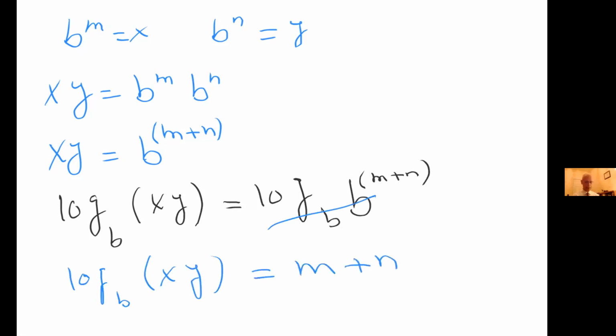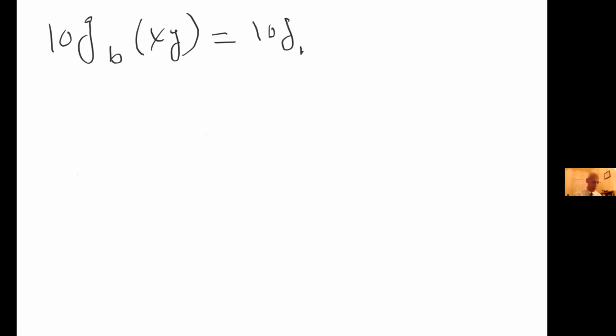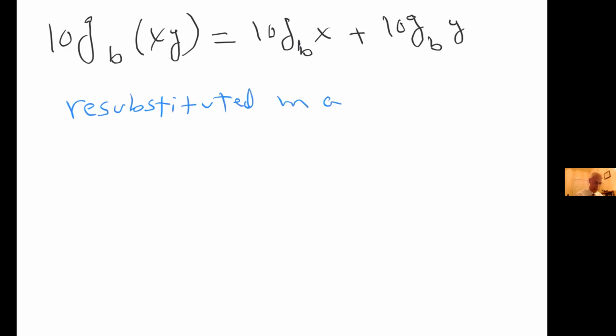And now I have log base b of x times y equals m plus n. Remember, in the beginning we said that let m equal log base b of x and let n equal log base b of y. So I resubstituted m and n. And there we have it. So that's a very important property.